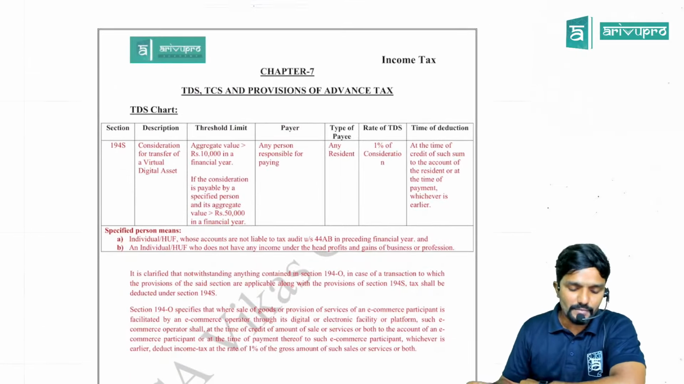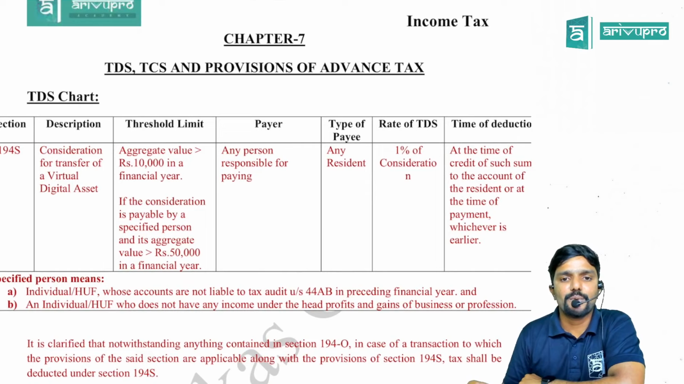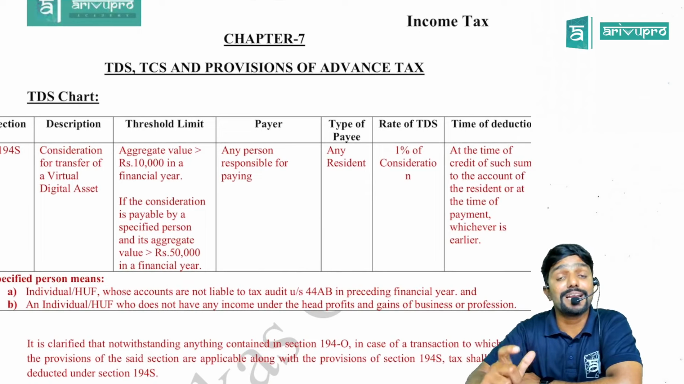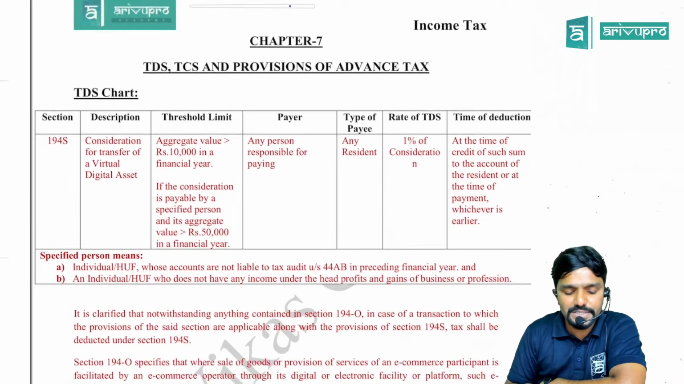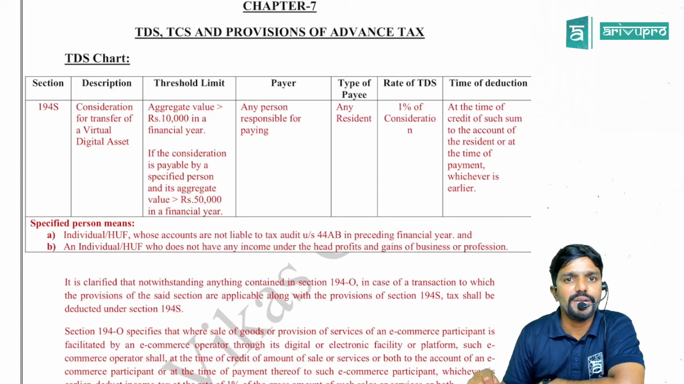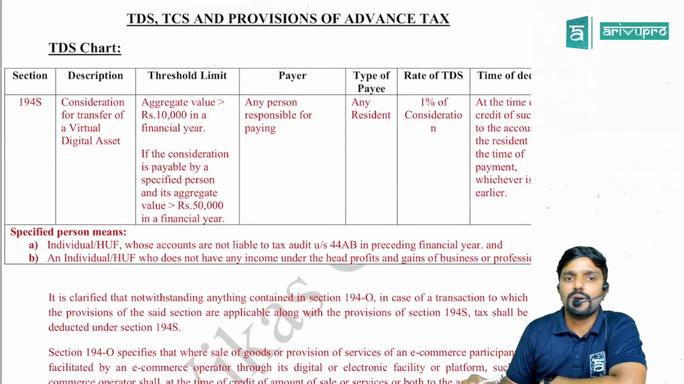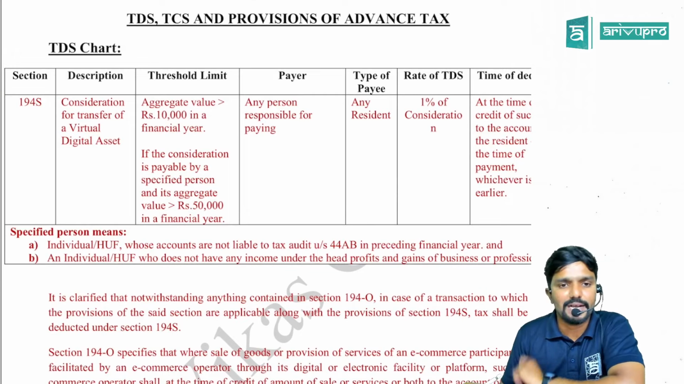Next is chapter 7, TDS, TCS and provisions of advance tax. We discussed the tax on the transfer of virtual digital asset. With respect to the same, they have added one section in TDS to deduct TDS when a person transfers his virtual digital asset. What is it? We will see. Section 194S, consideration for transfer of virtual digital asset. Transfer is nothing but sale, guys.